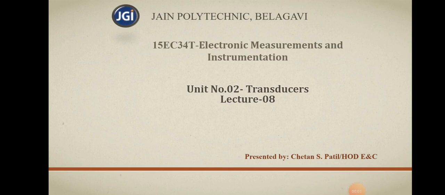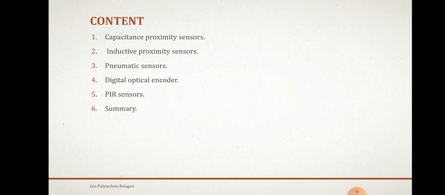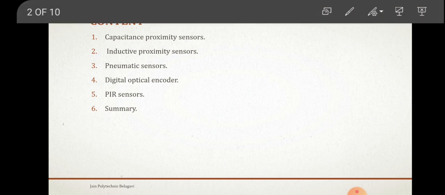Hello everyone. Today in this PPT we will be studying about Unit 2 transducer. We will be continuing the lecture series, that is lecture number 8, the last lecture from this. We will be completing this chapter. It is from the subject electronic measurements and instrumentation. So contents: capacitive proximity sensor, then inductive proximity sensor, then pneumatic sensors, then digital optical encoders, then PIR sensors, and at last we will be seeing the summary.